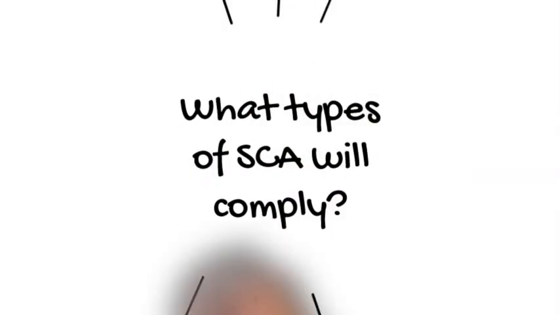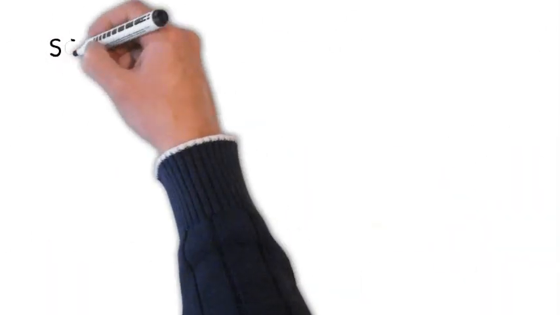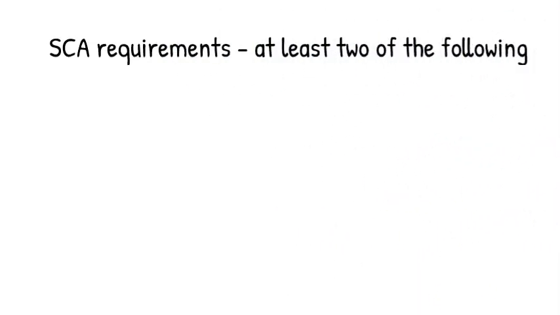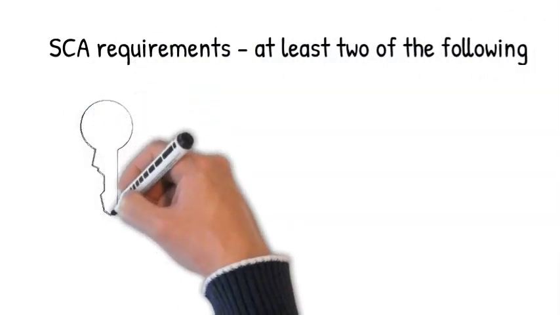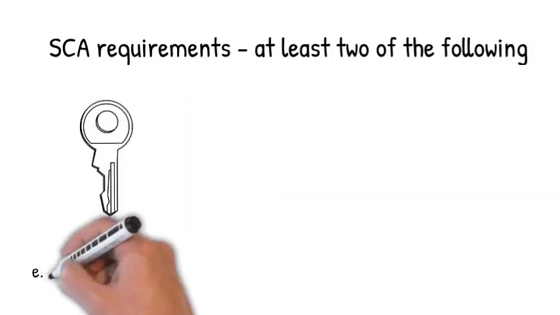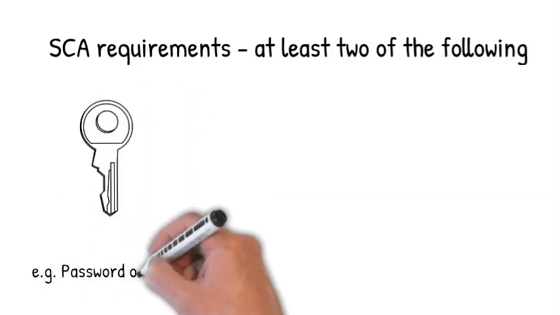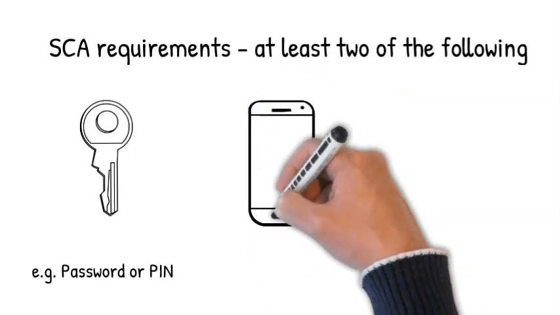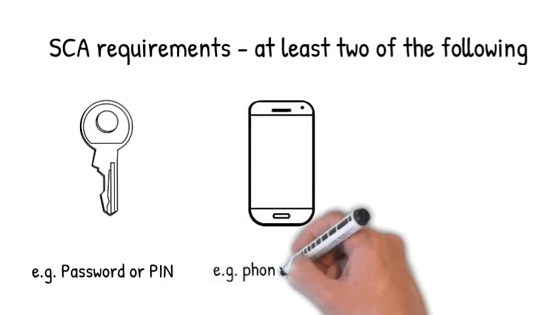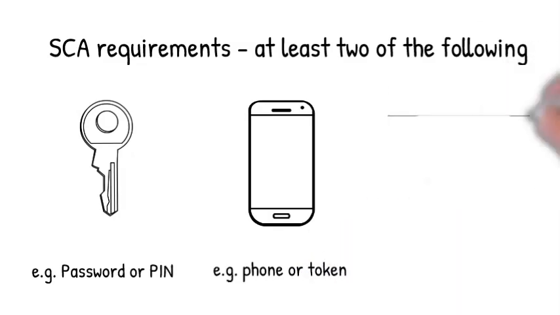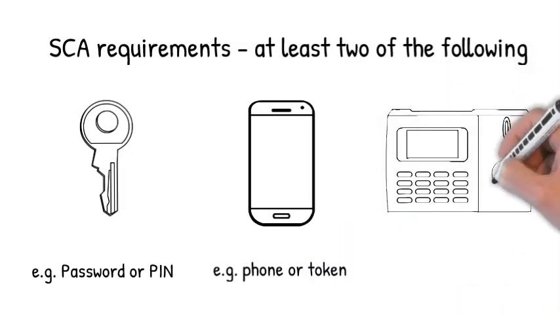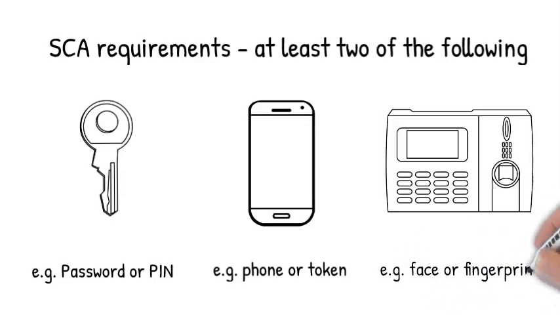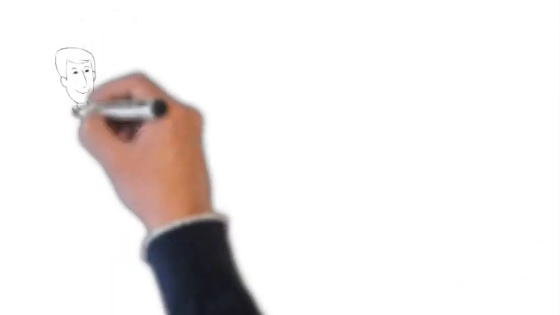What types of SCA will comply with the regulation? To accept payments that meet SCA requirements, they must meet at least two of the following: something the customer knows, such as a password or PIN, something the customer has, for example, a phone or hardware token, or something the customer is, such as a fingerprint or face recognition. This is known as multi-factor authentication.